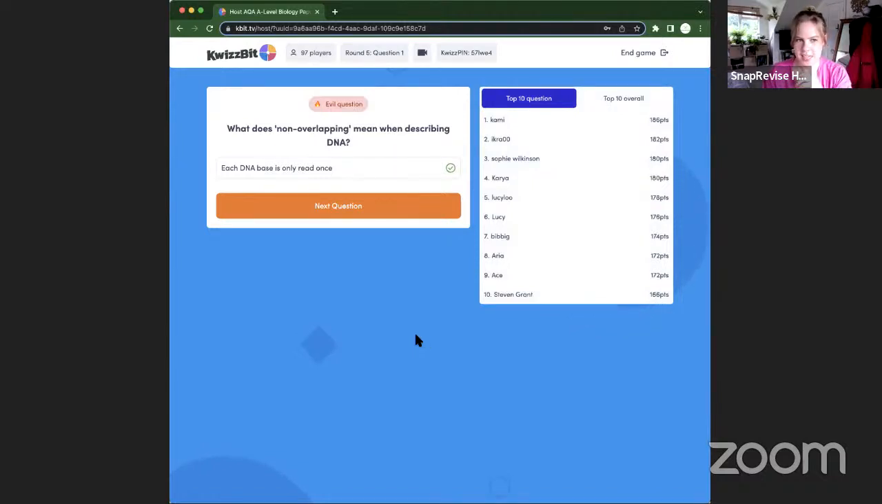Non-overlapping simply means each DNA base is only read once. So the same letter isn't used for two different codons. The triplets are distinct from each other. So part of one triplet won't be read with part of another to make a different amino acid. It's just each DNA base is read only once.